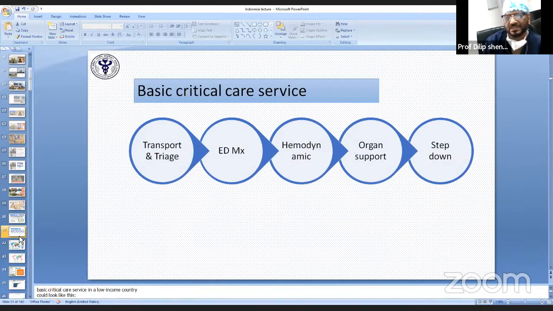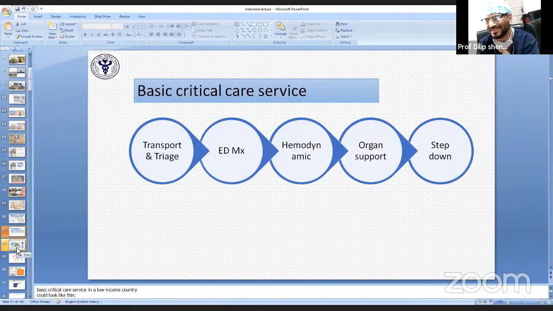So let us start again. The basic critical care service, whenever it is going to be provided, has certain components. One is transport and triage. The patient comes to the ED for management, where there is hemodynamic management, he may require organ support, and then once he improves, he steps down to the critical care. So these are the various components of critical care which we will be discussing.